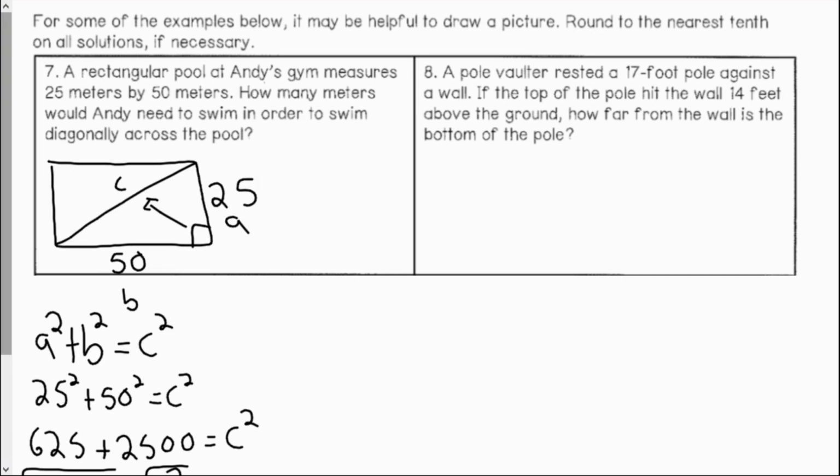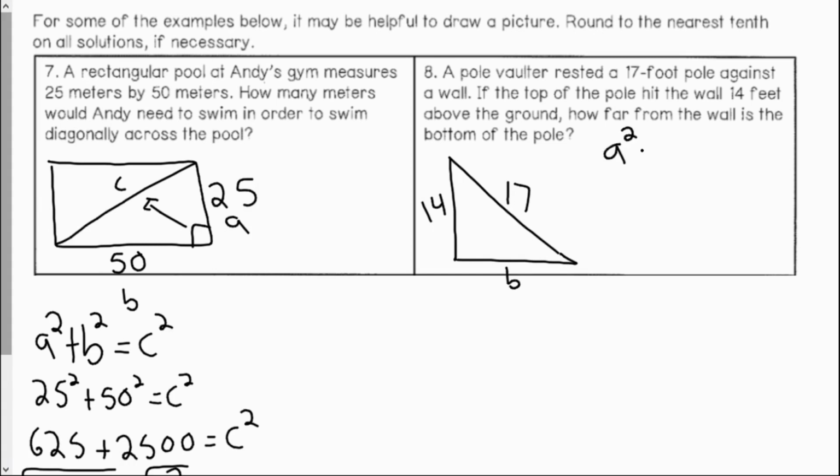Number 8. A pole vaulter rested a 17-foot pole against a wall. If the top of the pole hit the wall 14 feet above the ground, how far from the wall is the bottom of the pole? So again, drawing a picture here, I have my wall, I have my pole, and then I have the ground. So knowing my pole is 17 feet and my wall is 14 feet, I'm trying to find a side length.